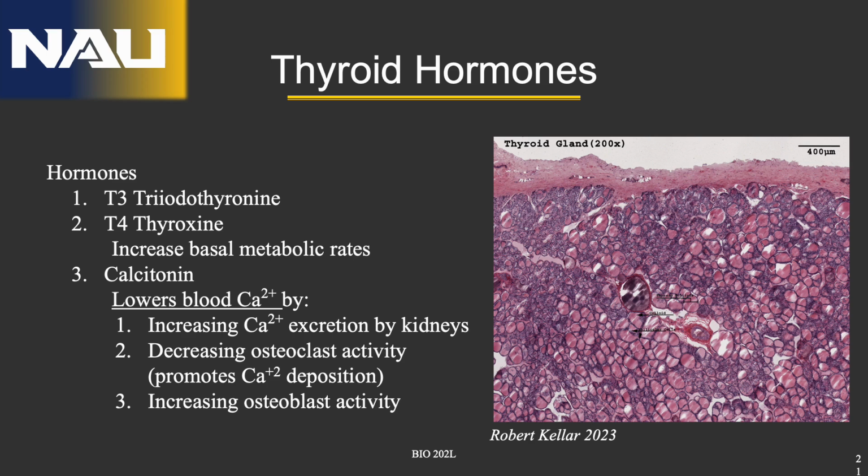Calcitonin is responsible for lowering the blood's calcium levels by increasing calcium excretion by kidneys and decreasing osteoclast activity. This promotes calcium deposition, decreasing osteoclast activity.